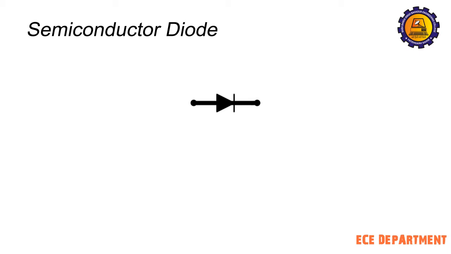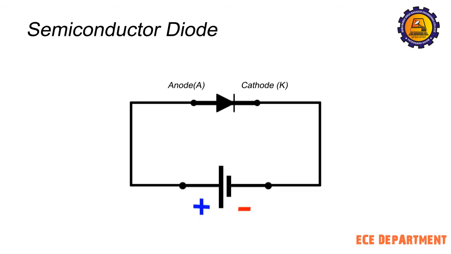Semiconductor diode. It is an electronic two-terminal device, the two terminals called anode and cathode. This device has a special property that it only conducts electricity when it is forward biased. Forward biased means when anode is at higher potential or positive polarity and cathode is at lower potential or negative polarity. In this case, the diode offers very low resistance to a circuit, or we can say that it behaves like a closed switch.